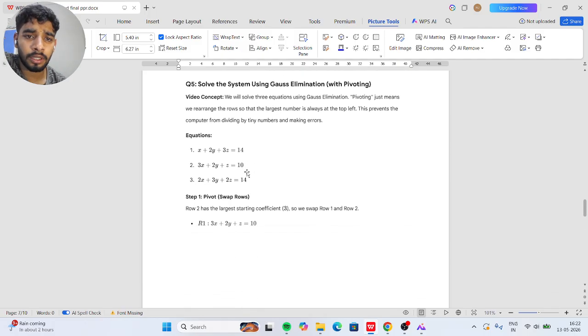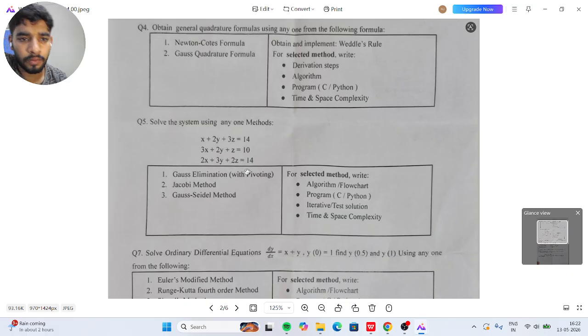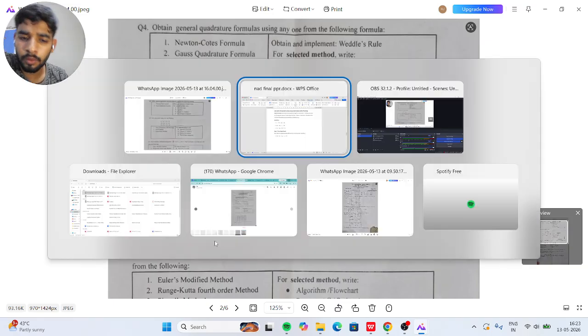Now we solve the next question, which is the fifth question. The task is to solve the system using any one method. Here three equations are given to us, and there is an option of three methods: Gauss elimination, Jacobi, Gauss-Seidel. And we have to write the algorithm, program, test solution, and time and space complexity for the method we have chosen.